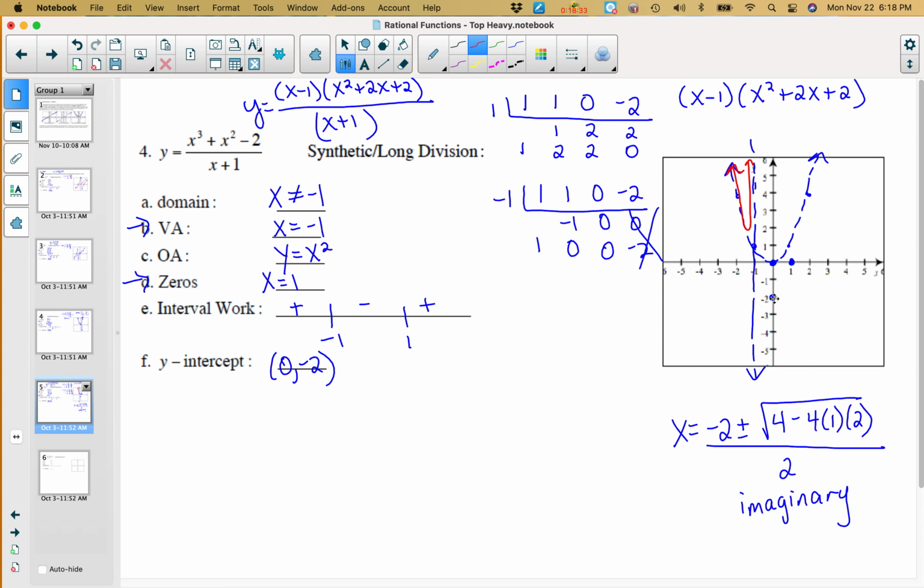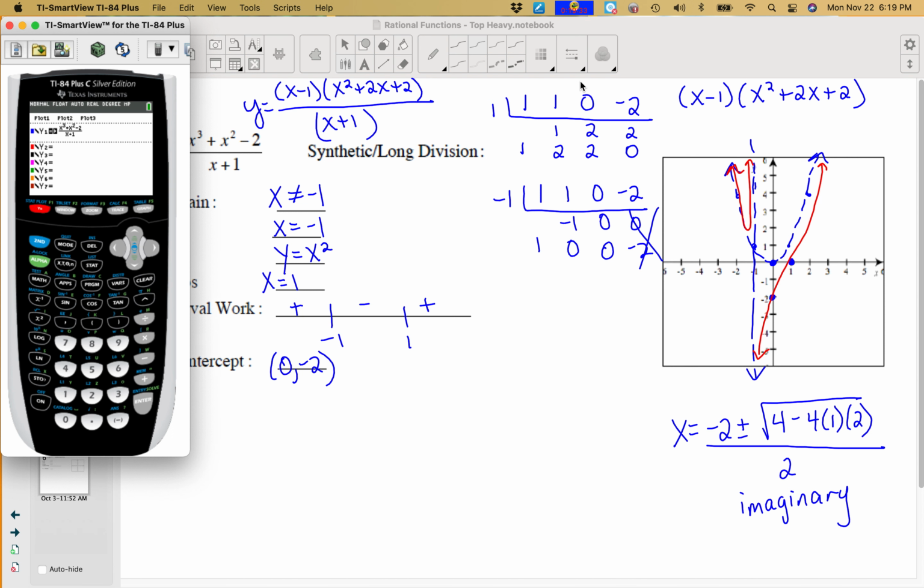Okay, and it passes through my y-intercept, and then it switches to positive. So it's going to do something like this. And then it's going to start to hug this parabola. The larger x gets, the closer it will start to follow into that pattern. So we get something like this. Okay, so when you graph that, you do end up getting this.